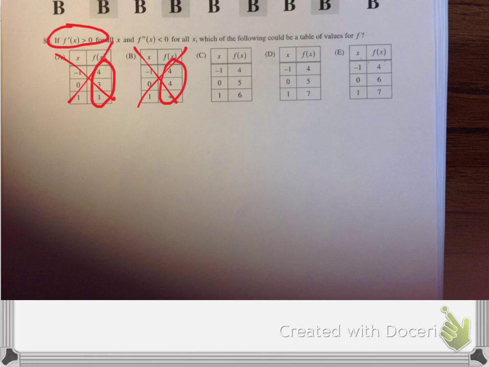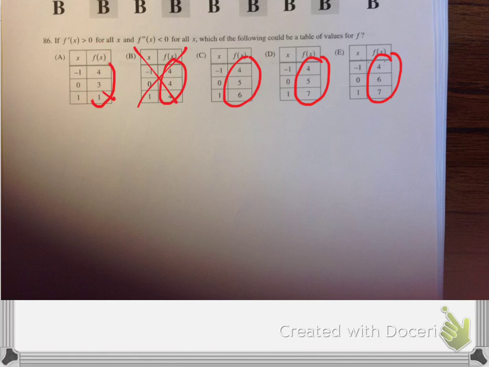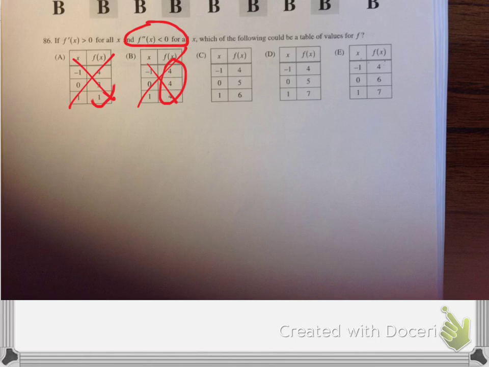If you look at choice C, you can see the numbers are increasing, so that's good. If you look at D, the numbers are increasing, so that one's good. And for E, those are all increasing, so that one's good. Okay? Now we'll go to the next piece of information. Whoops, that one's out, so forget that. Okay, so these three are still in the running. Okay, so the second thing that they told you is that the second derivative is less than 0. So if the second derivative is less than 0, that means that the function must be concave down.